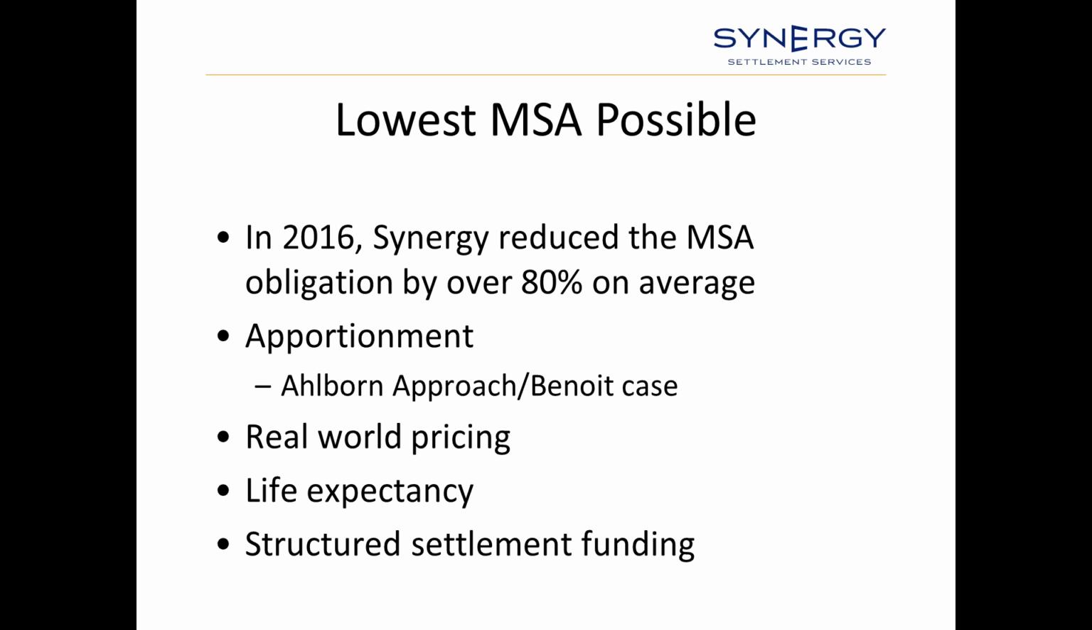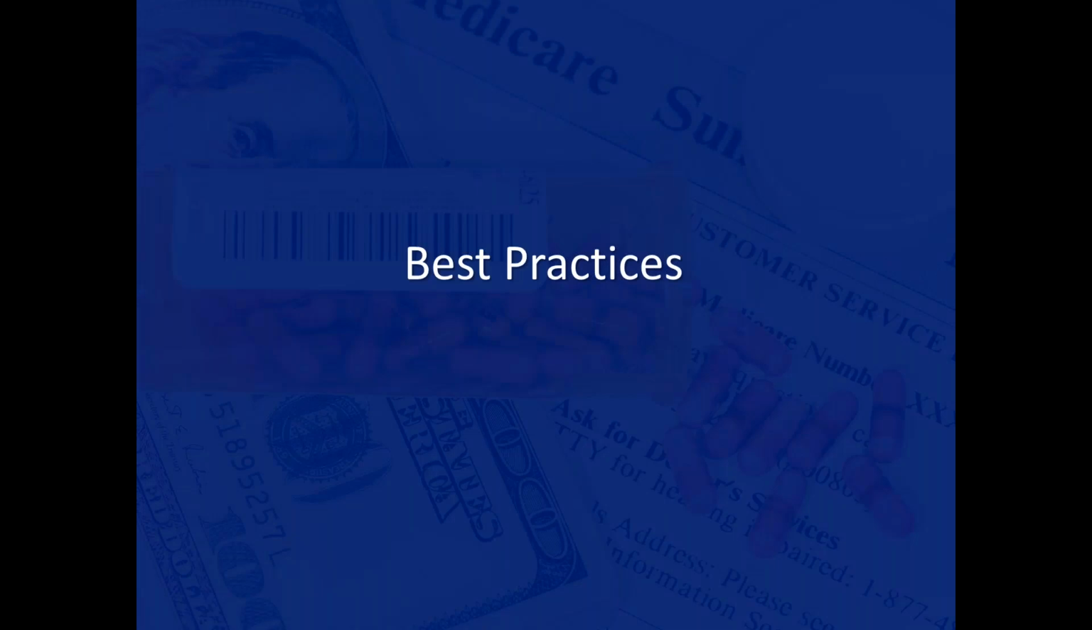Aggressively approaching life expectancy, and also using structured settlements to fund any set-aside obligation that is going to be undertaken, are all ways to reduce the amount that's being set aside. Last year we were able to reduce by 80% on average the amount that should be set aside. And granted, a lot of that is based on the apportionment type of arguments.